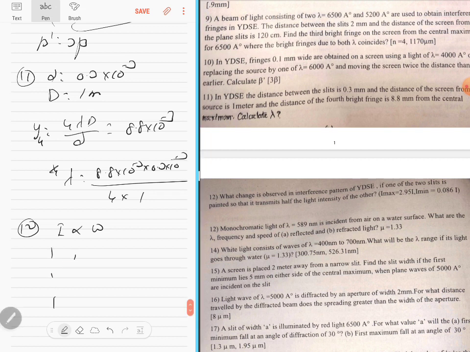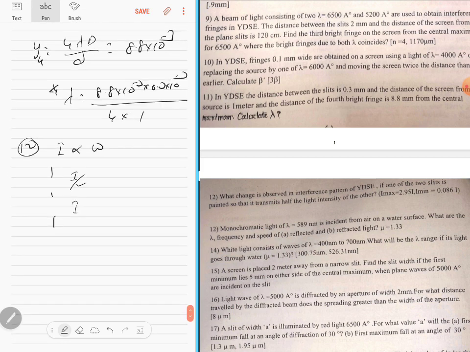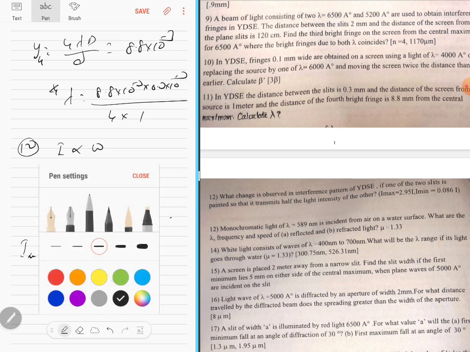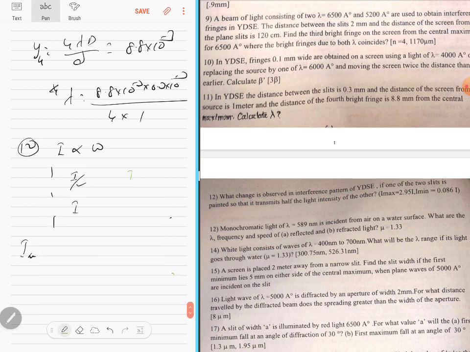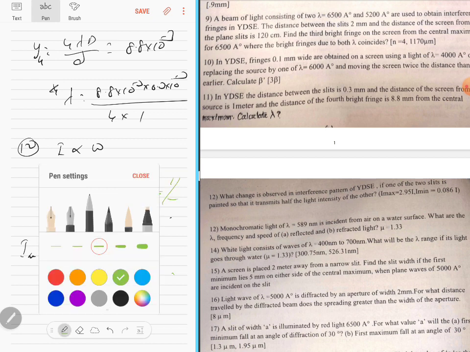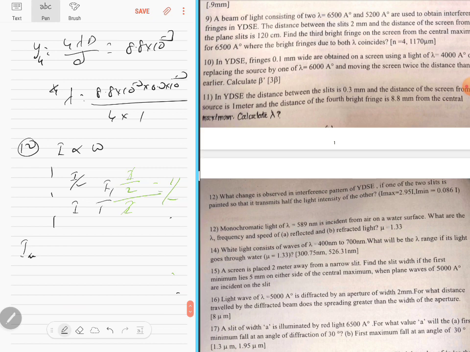One is producing half the intensity, while the other one is producing I. One of the slits is painted so that it transmits half the intensity of the other. So I'm assuming it's I and I by 2, and you want to find I maximum. The ratio of the intensities is I by 2 by I, and I gets cancelled, so 1 by 2 is the ratio of I1 by I2.